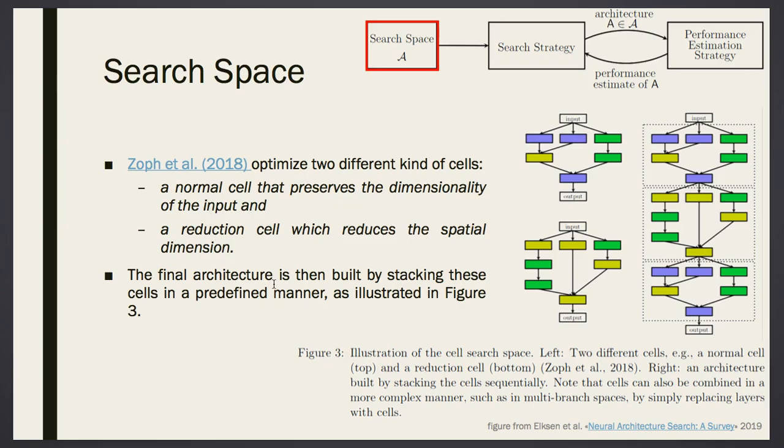So the final architecture is then built by stacking these cells, normal cells and reduction cells, in a predefined manner. The overall architecture is set. It is like saying, I have a normal cell, then a reduction cell, then a normal cell. It searches for these guys. So it's a very nice handcraft. So in figure 3, actually, it is one of the implementations of these. This is how you handcraft your search space, guys.